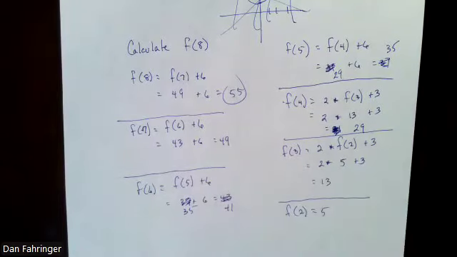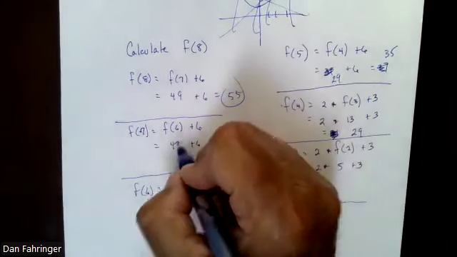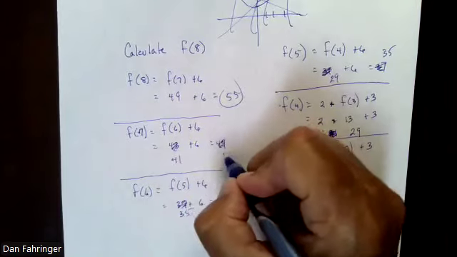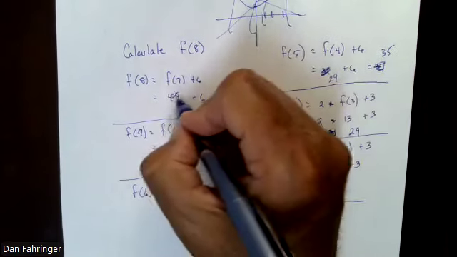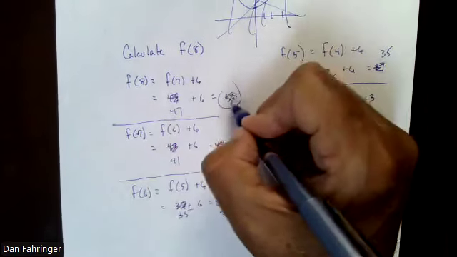Oh my, 35 and 6 is 41. 41 and 6 is 47. 47 and 6 is 53.